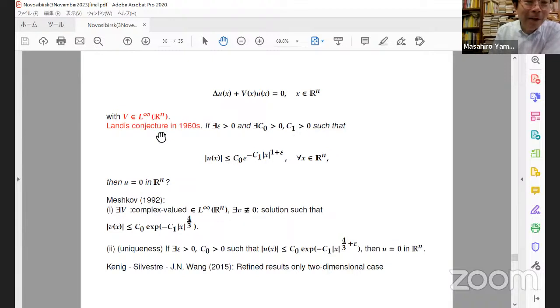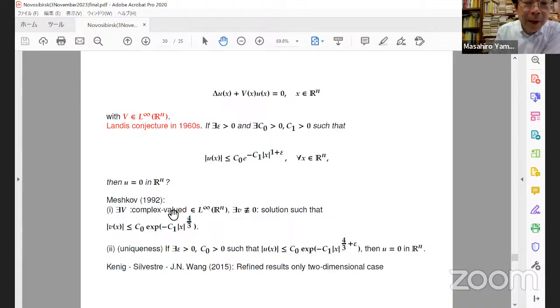In one way, the Landis conjecture can be stated as follows. If u(x), a solution of this equation, satisfies this decay condition, with the order greater than one, must u be identically zero or not? This is the Landis conjecture.